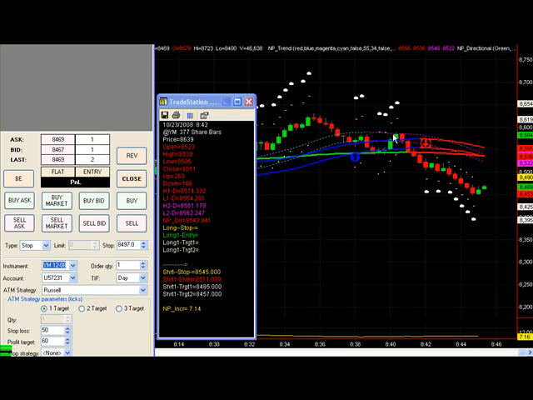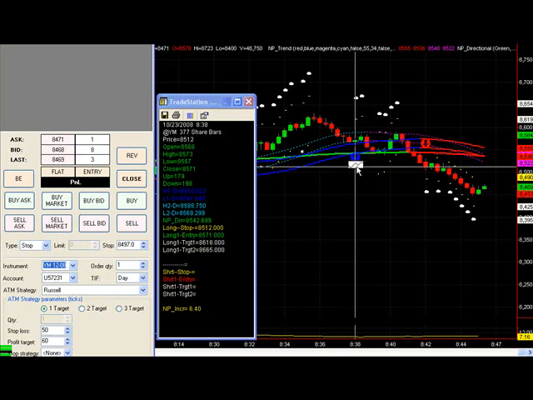For a little while there, we were actually above water, but then ultimately it did fade back down and took us out at our stop. So we took on our first trade. We did take a loss. Now, trade number 2, however, has worked out very nicely, as you can see.